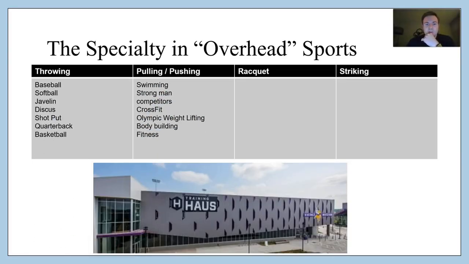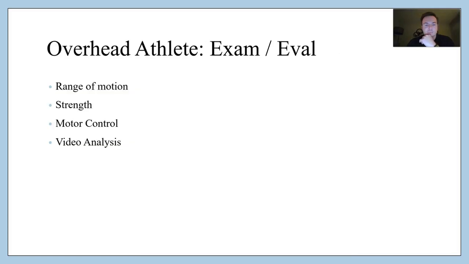So again, these are kind of what I just mentioned, different types of overhead sports: throwing, pulling and pushing sports, racket sports, and striking sports. And you can pause it here and look at this a little more in depth. We can talk about this in class if needed.